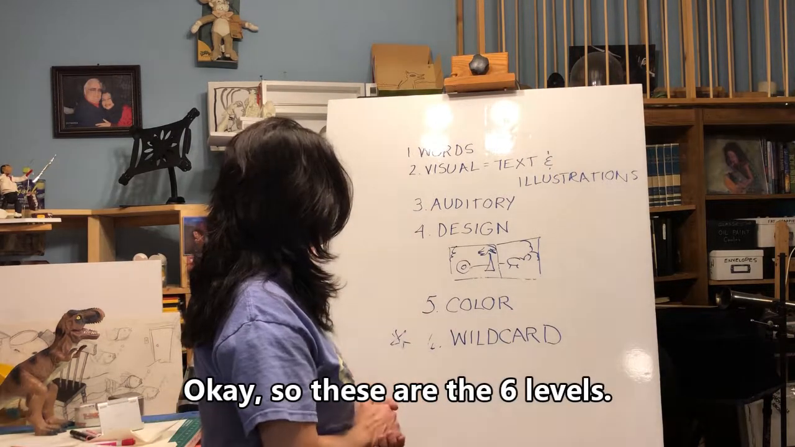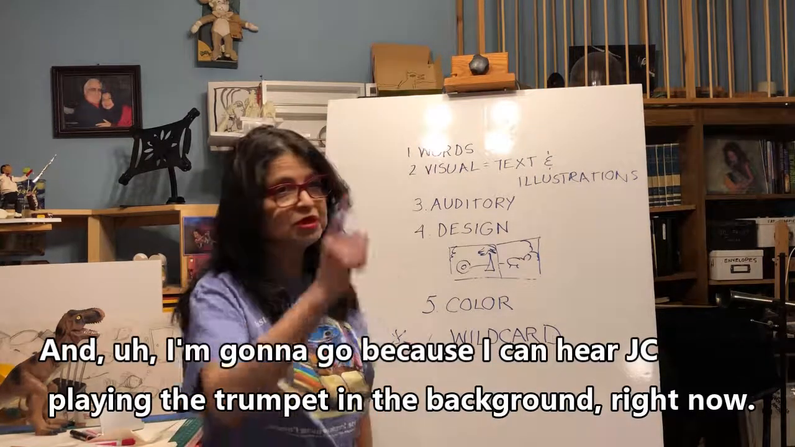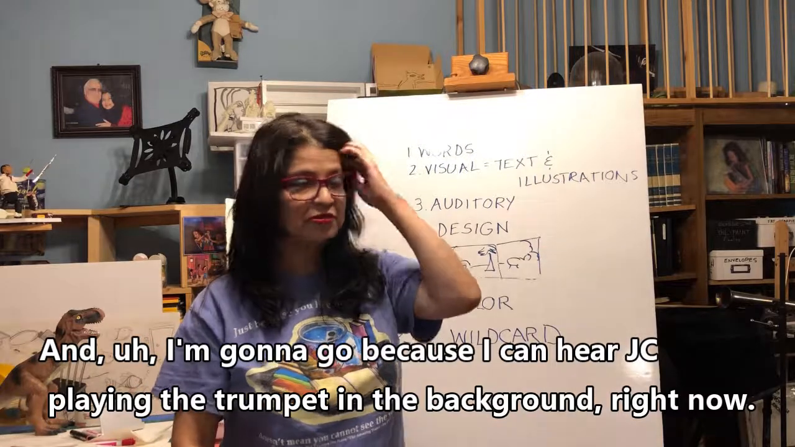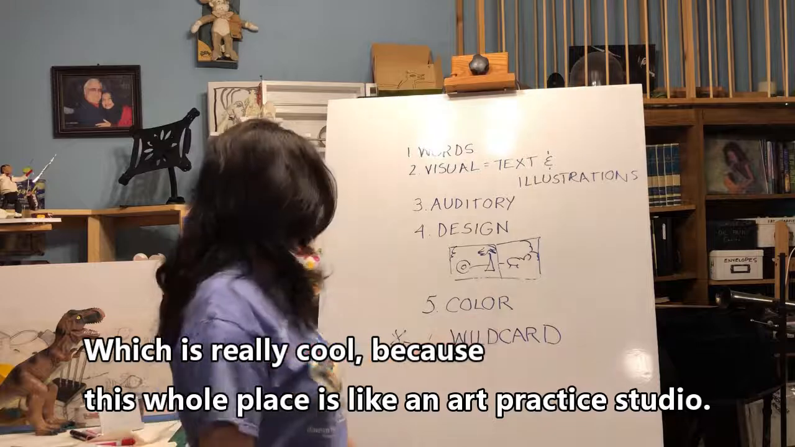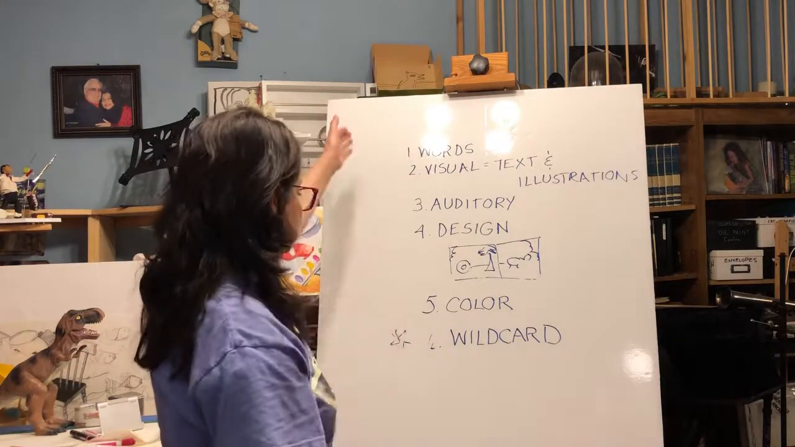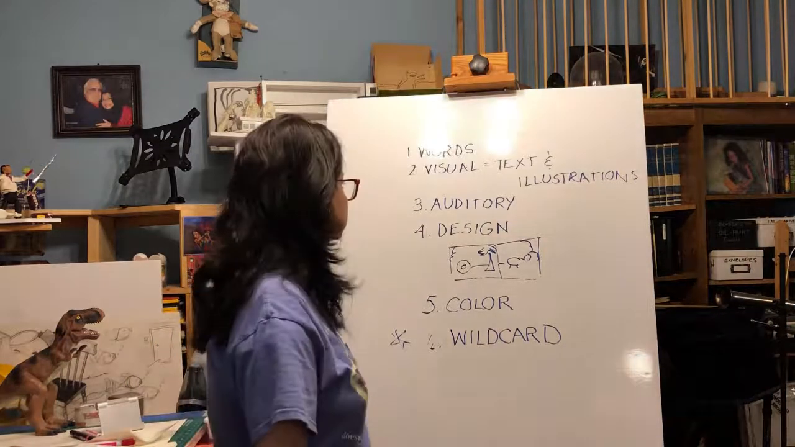Okay, so these are the 6 levels, and I'm going to go because I can hear JC playing the trumpet in the background right now, which is really cool because this whole place is like an art practice studio. But okay, so these are the 6 levels, and I have one more thing to say about that, and I'm going to include that in just a minute.